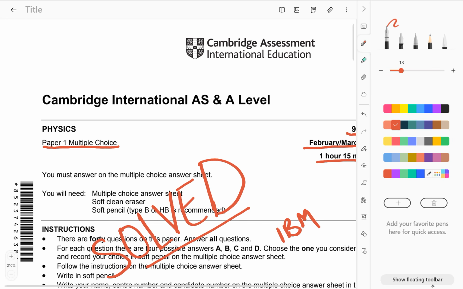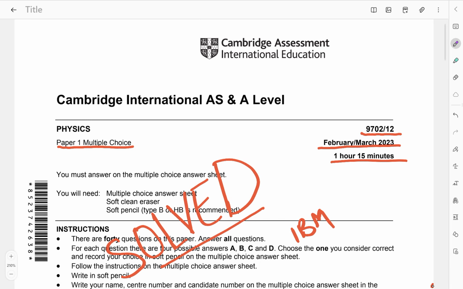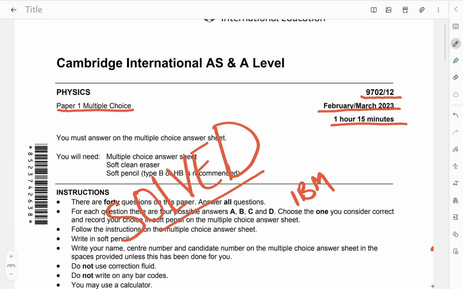So, let me choose a color. Let me choose purple. Okay, so without wasting time, after this paper, I will record work, energy, and power.